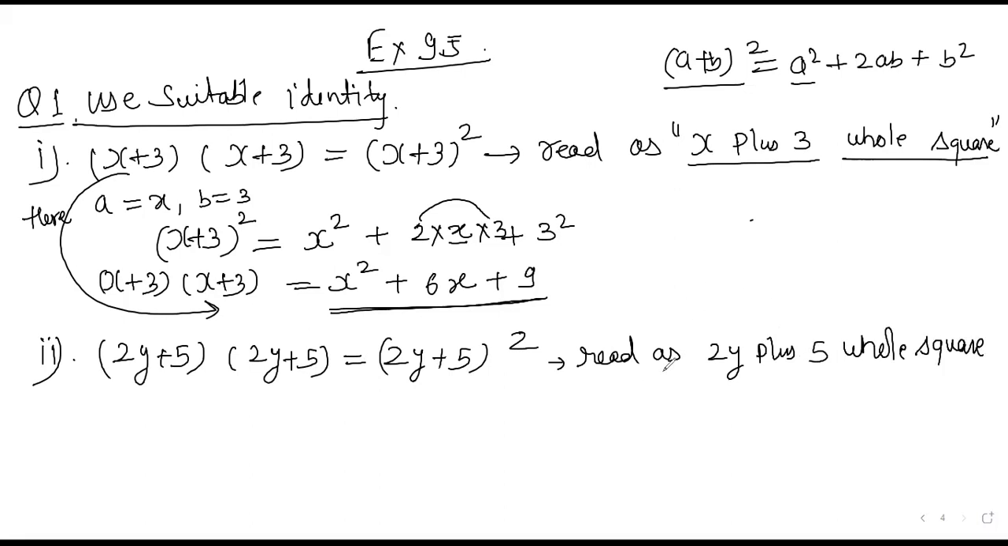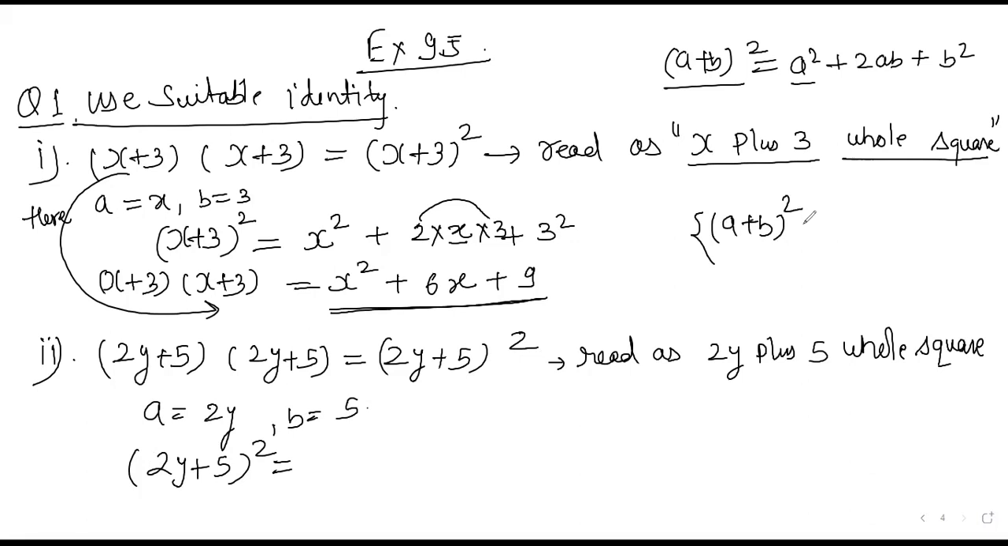I will not write this in every question. In sub questions, for your convenience, I am telling you how to read this thing: 2y plus 5 whole square. So now here a is equals to 2y and b is equals to 5. Okay, so now look at opening this bracket, a plus b whole square. With the help of this identity, you will also write it down here for your understanding or for the examination purpose, so the examiner will confirm that you are using this identity, right?